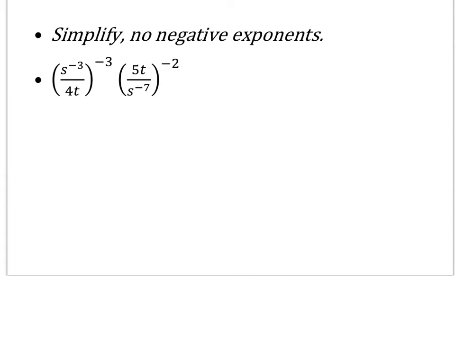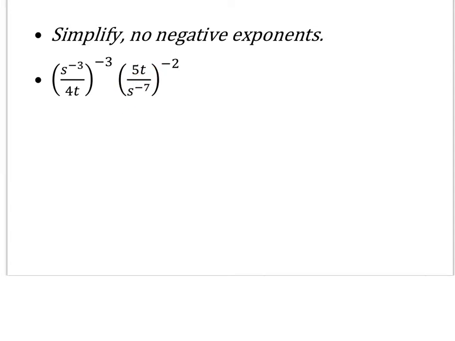So one of the things that we can do is we know that this negative exponent, because we're dealing with a power to a power property, is going to end up working with these two guys. Okay? This negative exponent is going to end up being attached to both the 5 and the t and this s to the negative 7th. So here's what we can do. I know that this negative exponent is going to cause this whole fraction to flip.